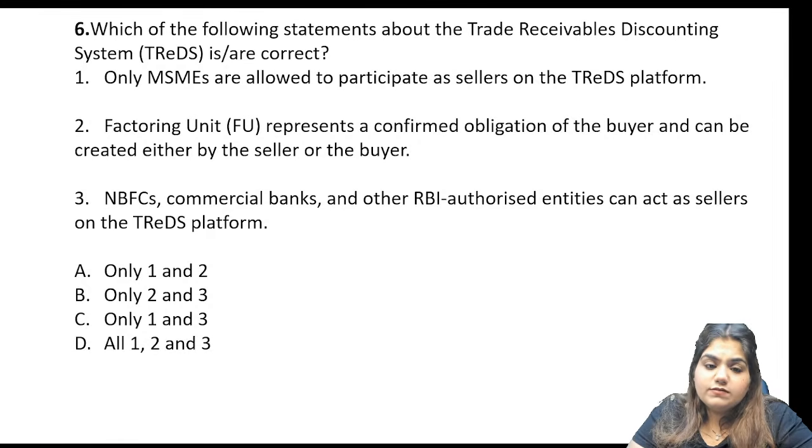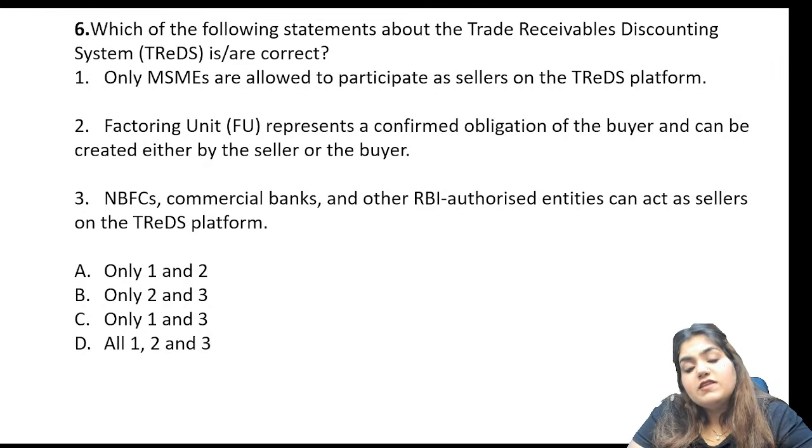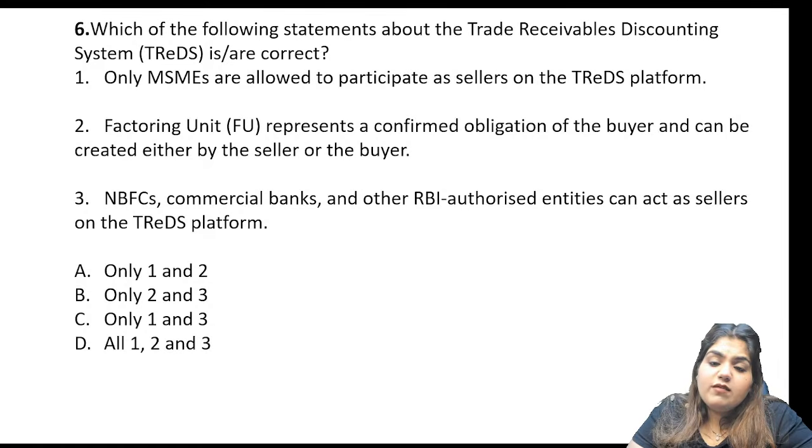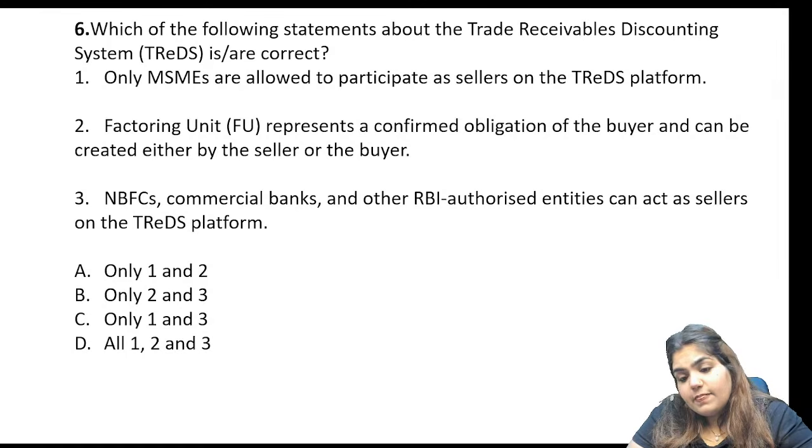Statement number 1 is correct. They allow only MSMEs to be participants. Yes. Factoring units representing the confirmed obligations of the buyer can be credited either to the buyer or the seller. Correct. See, MSEs are the sellers. They are called factoring units. The buyers are the banks or the NBFCs. Commercial banks, NBFCs, and other RBI-authorized financial institutions permitted to act as financers can act as buyers.